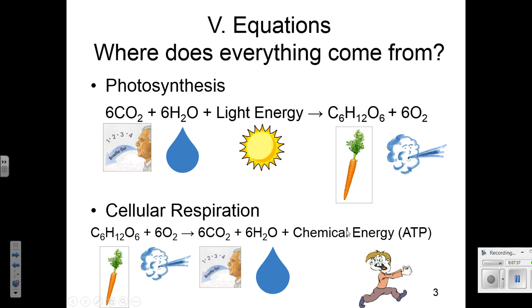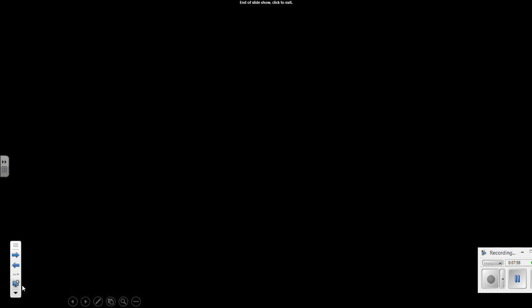Okay, so notice it's basically the reverse of this equation, only here we have ATP energy as a product, and what's going into photosynthesis is light energy. So we're somehow able to take this light energy, make sugars, and then get a product out of that. And that's the basics of energy.